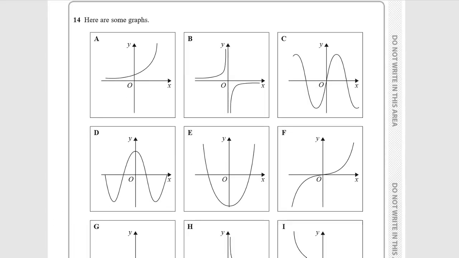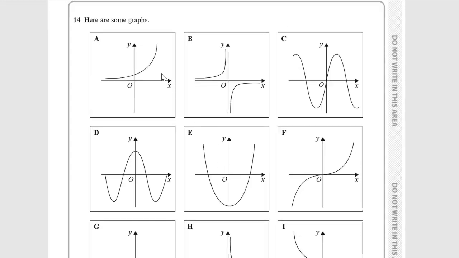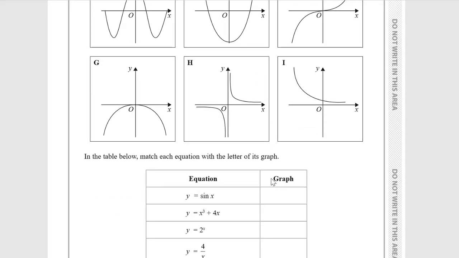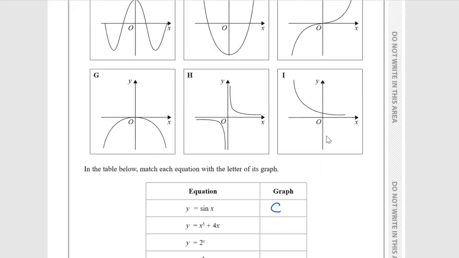So here are some graphs, and in the table below, match each equation with the letter of its graph. So y equals sine x. Let's have a look through. We'll start off chronologically and make our way. It can't be this one, no, it can't be sine x. This one looks like our sine x, and that's just something we have to learn from memory. You can see it's got that cyclical nature, crosses through the origin. So that for me is sine.